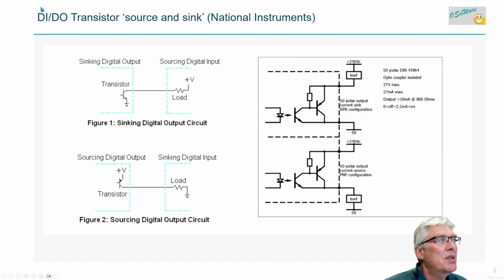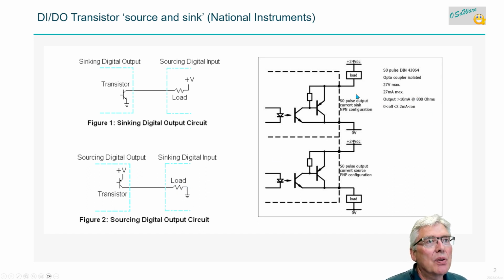For DI, digital inputs, and also maybe for digital outputs, it's about sinking and sourcing. Who is applying the power? This is taken from National Instruments. Sinking digital input: the load supplies the power, and the digital input has to sink the power. Sourcing: you supply the power, and the load has to sink the power.